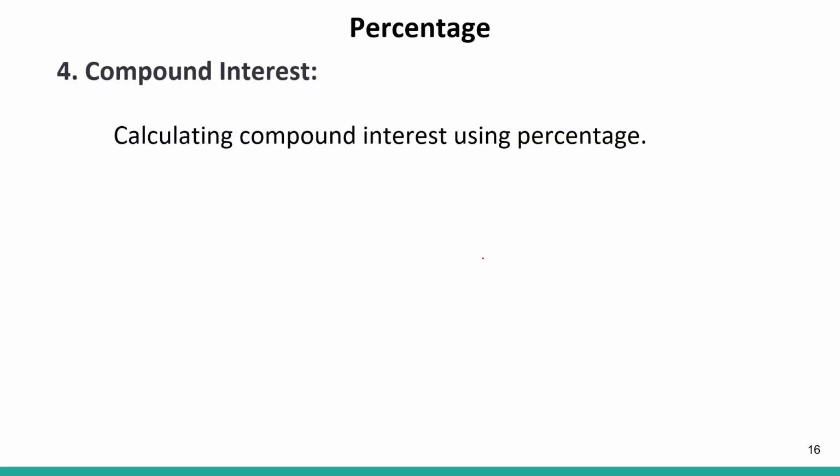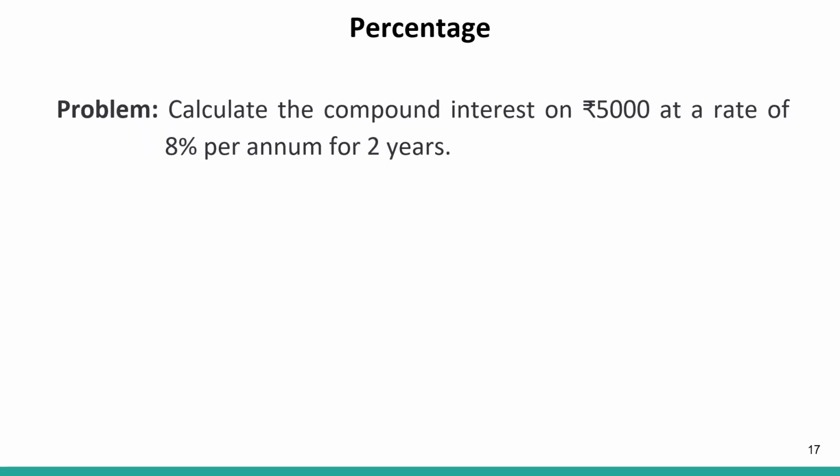Let's see the fourth kind of question that is asked, that is calculating the compound interest using percentage concepts. Calculate the compound interest on 5,000 at a rate of 8% per annum for 2 years. So you have an amount that is 5,000 and you want to calculate the compound interest on it at a rate of 8% per annum for 2 years.